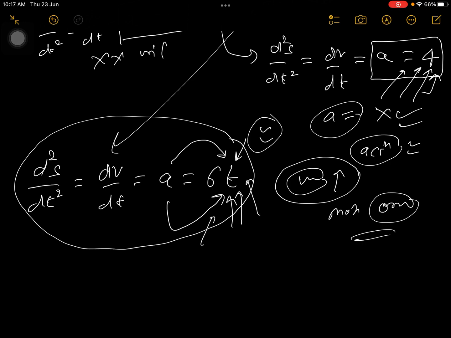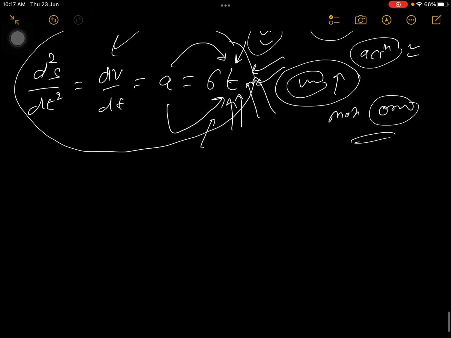Slowly, when the chapter comes, when I teach you gravitation, that time I'll be teaching you rocket. When I'll be teaching you waves and oscillations, that time I'll be teaching you pendulum. So there I will again link all these concepts one by one. Very important concepts. That's why I used to write on my thumbnail best physics ever, because you will feel everything, how things are going on. Okay, let's meet in the next lecture.